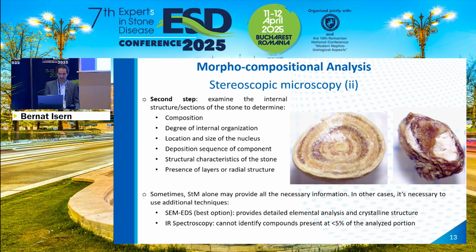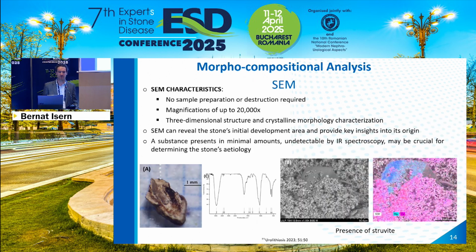In some cases, this technique, stereoscopic microscopy, may provide an expert analysis with all the necessary information about the stone. However, in other cases, it's necessary to use additional techniques such as scanning electron microscopy with energy dispersive spectroscopy. From our point of view, it's the best option as it provides a detailed elemental analysis and crystalline structure. Also, infrared spectroscopy, but it cannot identify compounds representing less than 5% of the analyzed portion.